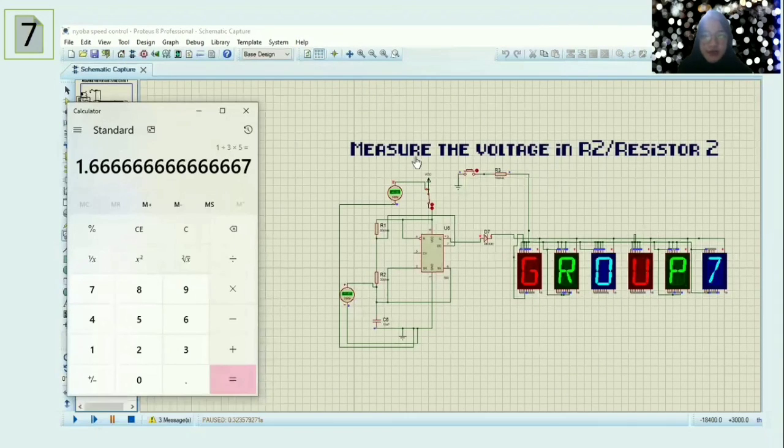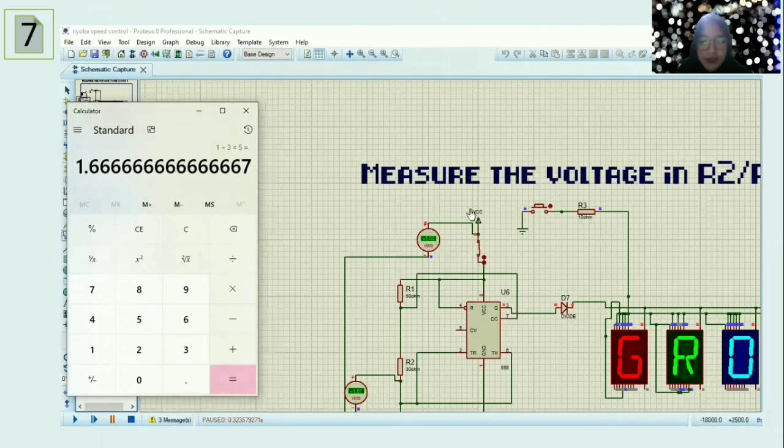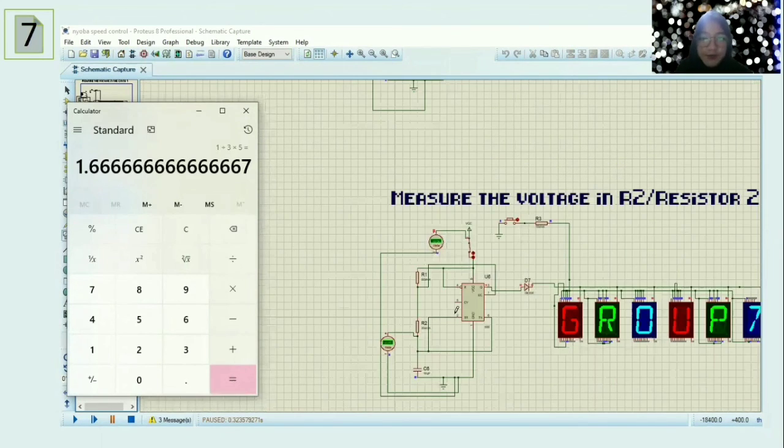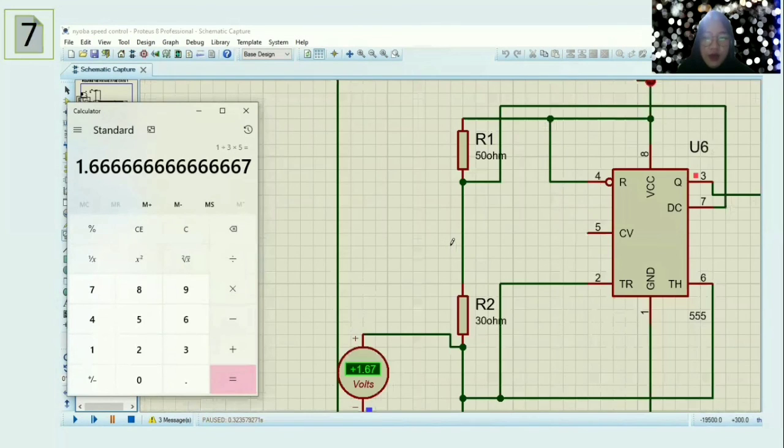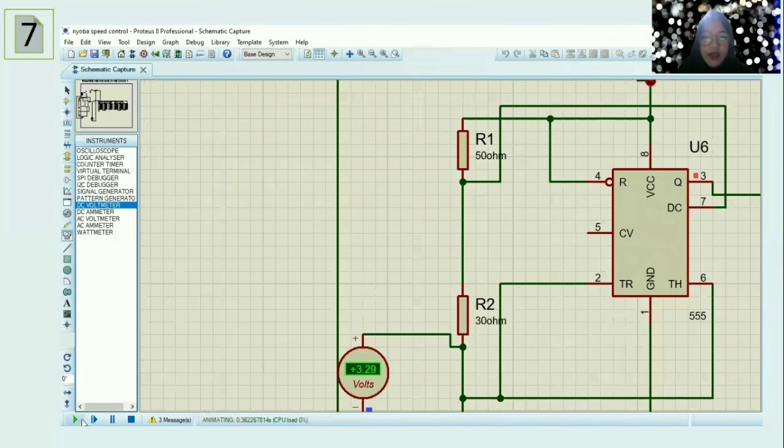Now we will measure the voltage in the second resistor. First, we know that the VCC, or amount of the battery, is 5 volts. Then the voltage will enter through the trigger, filtered as much as 2 divided by 3 VCC, and discharge through the discharge pin past the first resistor and second resistor before finally being thrown to the ground. The formula of the 555 timer is 1 divided by 3 times VCC. The result will be like this. This number is the lowest number in the voltage calculation, because of that the LED is off.